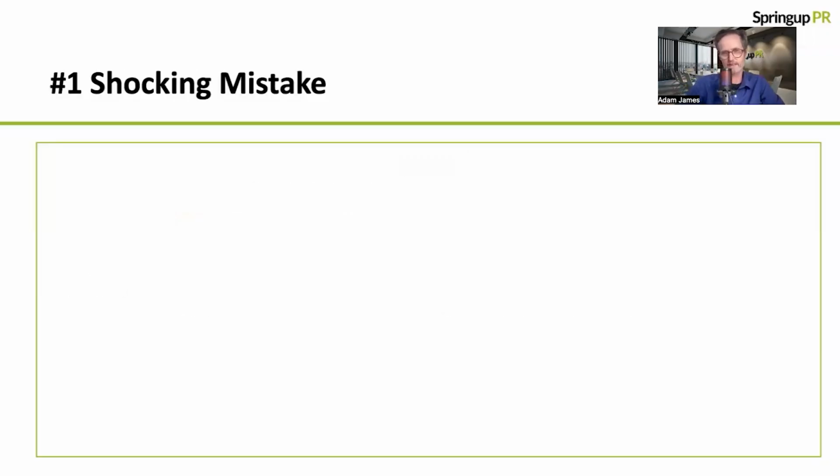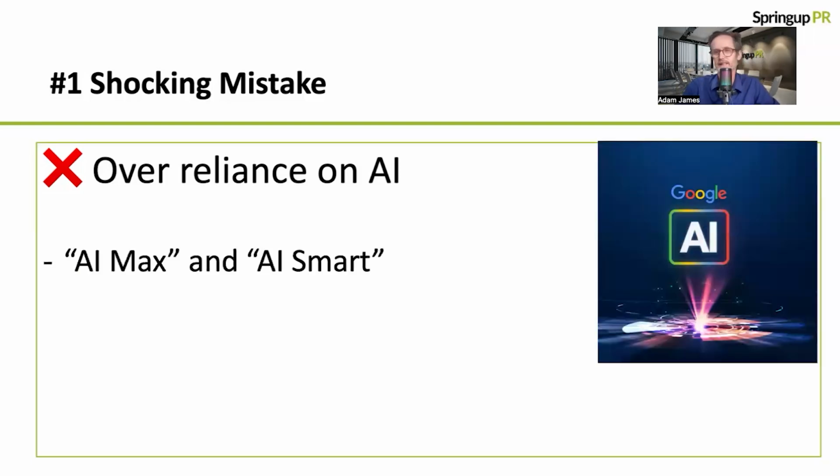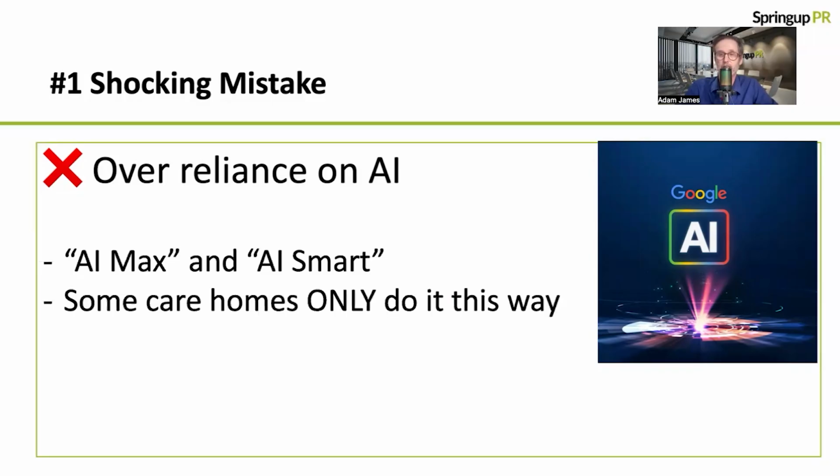So let's get straight in. Shocking mistake number 1: over-reliance on AI. Sometimes we speak to care homes and they're just running AI. AI Max, AI Smart, whatever it is. Massive over-reliance. Just don't do it. As I mentioned, some care homes we speak to only do it this way. Just don't, because you're losing control.